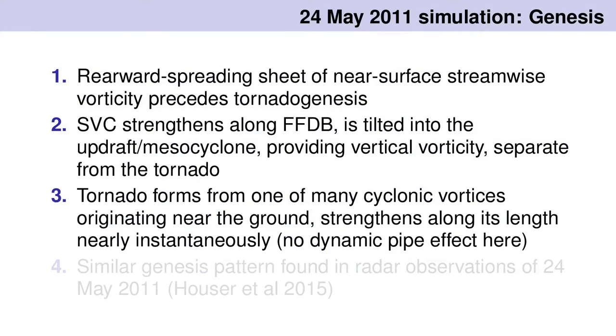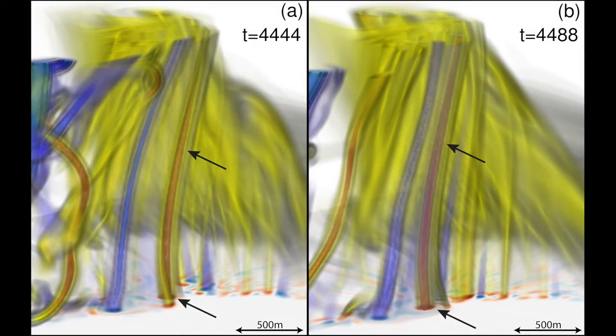So you get lots of vortex merger events going on here. You see the tornado sort of form along its length almost instantaneously over a few seconds. This is not the dynamic pipe effect in effect here. So this is at time equals right here, and you can see this red vortex here where the arrows are pointed to is what's going to become the tornado.